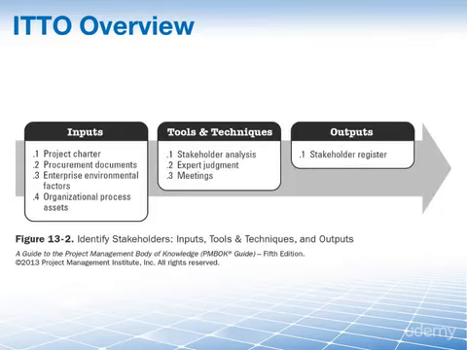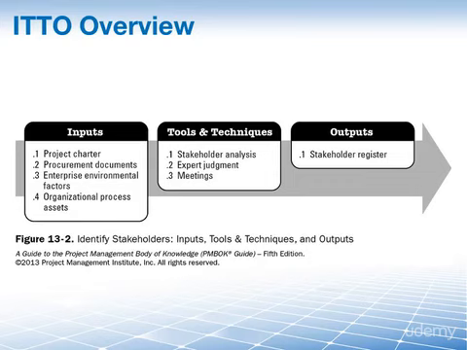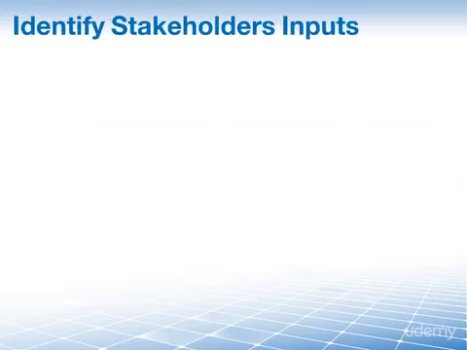As always, this figure here lists the inputs, tools and techniques and outputs from the PMBOK guide for the Identify Stakeholder process. And as you can see, we take 4 specific inputs: the project charter, procurement documents, enterprise environmental factors, and organizational process assets, and we apply our tools and techniques to produce the stakeholder register as the output. The stakeholder register will allow us to effectively manage and leverage our stakeholders to increase our chance of project success.